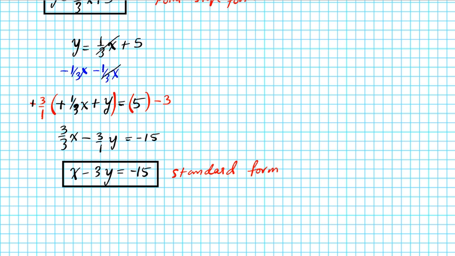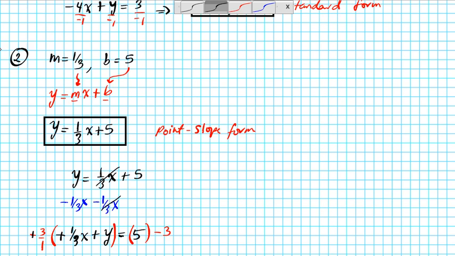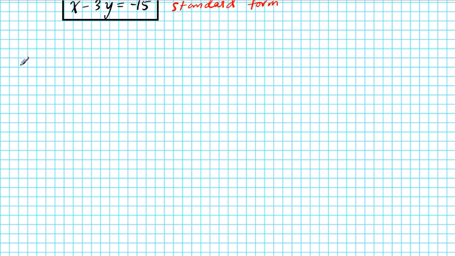Okay, now let's try another example. In this case, we're going to be looking at less information, so we have to do more work. So this is number 2 I just did. Number 3, what if I have a point (2, -4) and a slope of 1/2? So how do I do this?